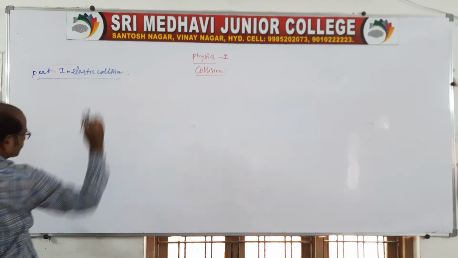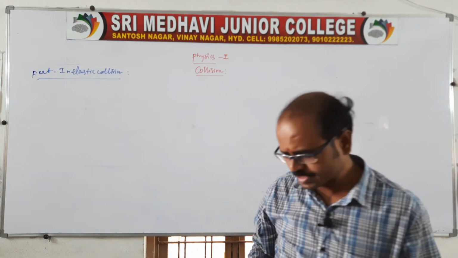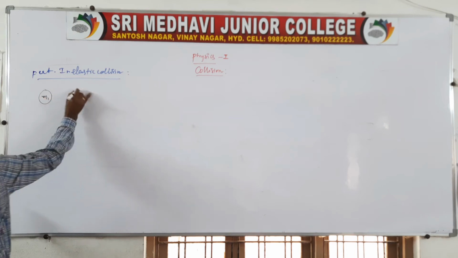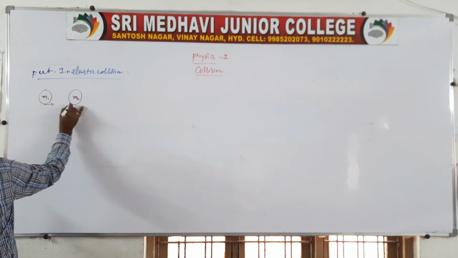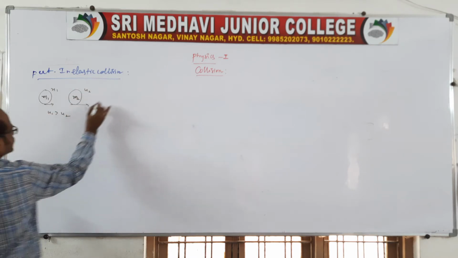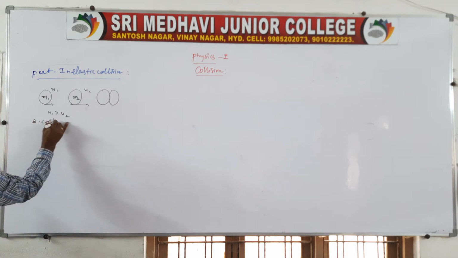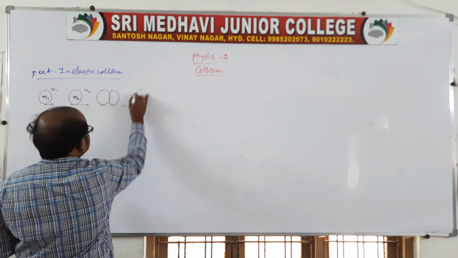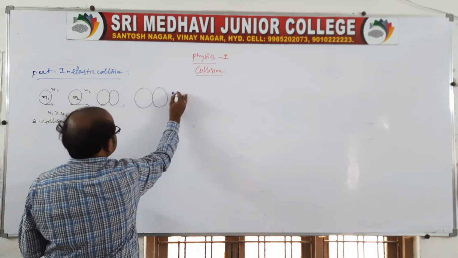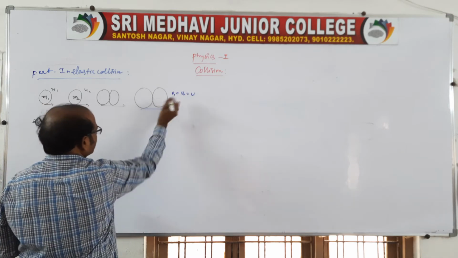Perfectly inelastic collision. Let us consider two bodies of masses m1 and m2, which are moving in the same straight line with speeds u1 and u2, with the condition u1 greater than u2. This is before the collision. After the collision, the two bodies stick together and move with a common velocity, v1 equals v2 equals v.